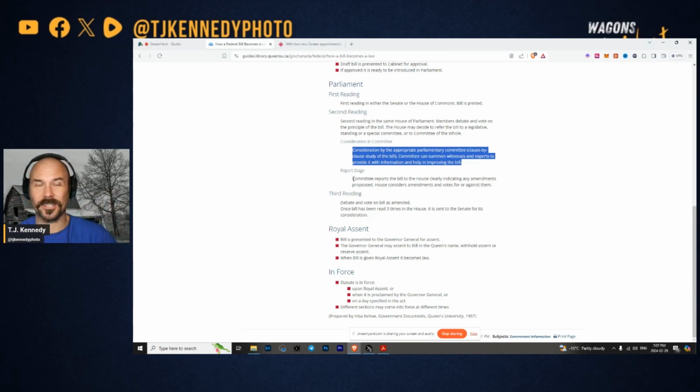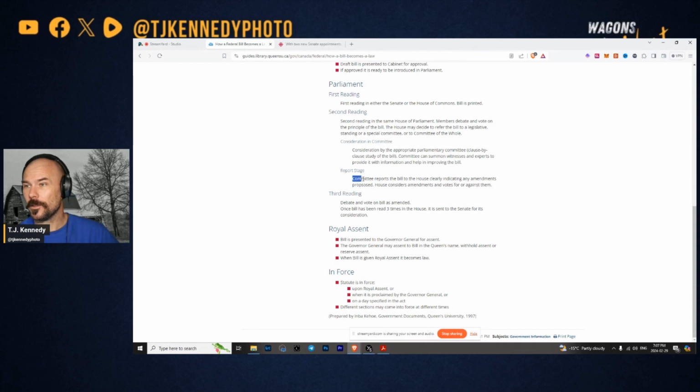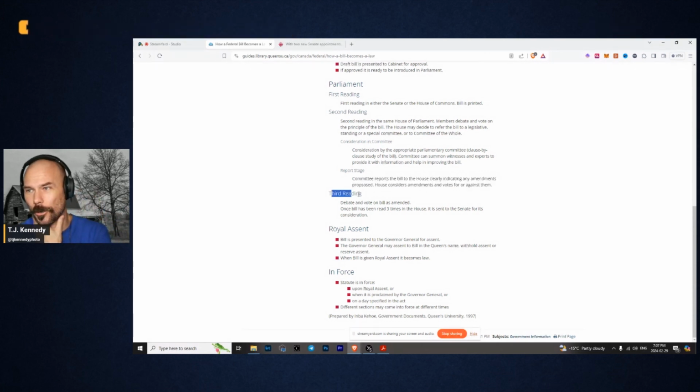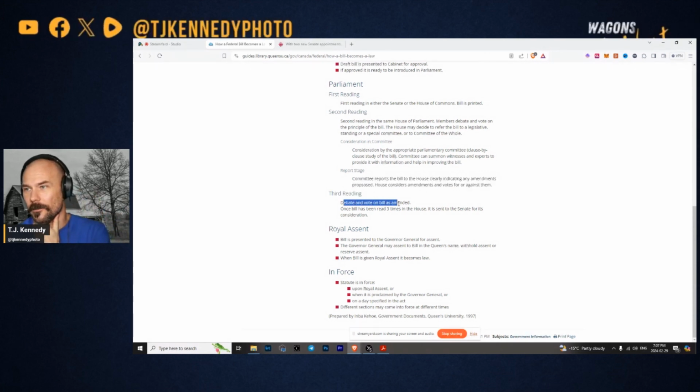After they've had that consideration in committee, they report the bill back to the House of Commons, clearly indicating any amendments proposed. So whatever they change, here's the changes, they have to talk about them. Then it goes to a third reading. They debate and vote on the bill as amended. Once it's been read 3 times in that house, in that parliamentary house, it's sent to the Senate for consideration.